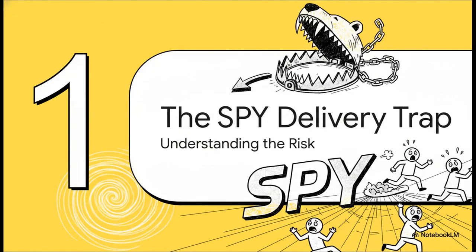Okay, let's get into the single biggest mistake I see people make over and over again. They hear about zero DTEs, they get excited, and they jump in using the ticker everyone knows, SPY. But what they don't realize is that they're walking straight into a trap, one that's built right into the structure of how SPY works. This is where the horror stories start.